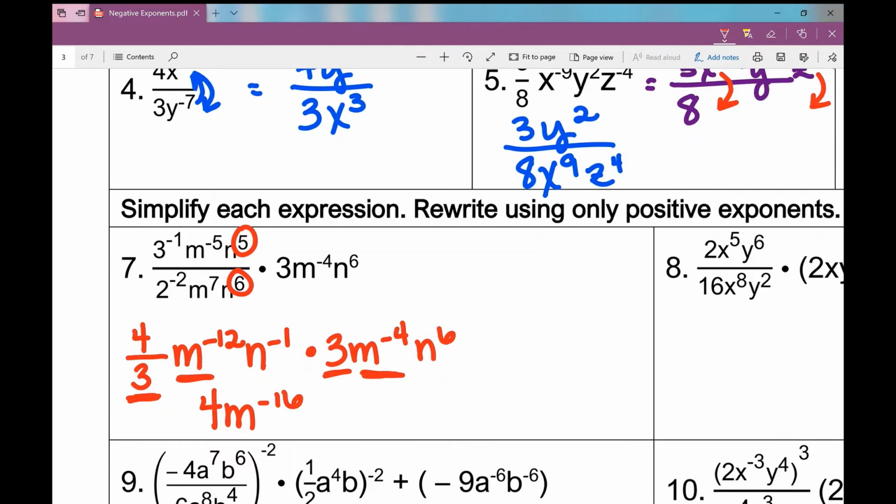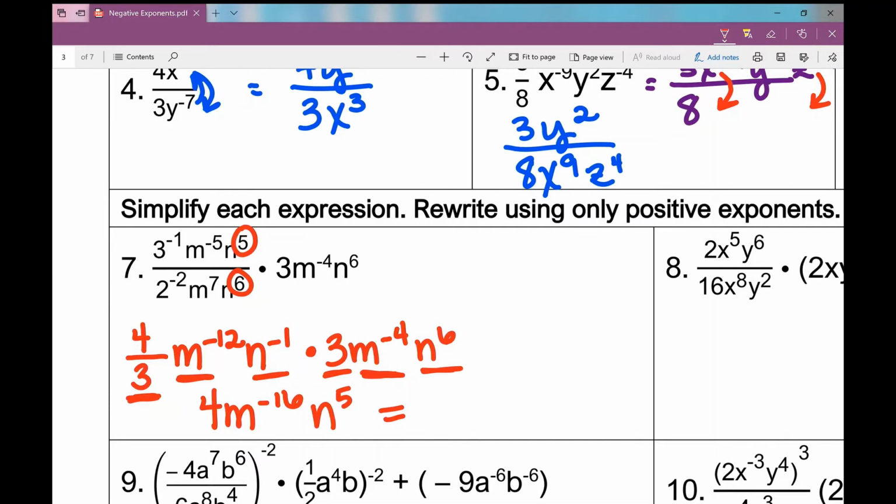There's that integer rule I'm talking about. Same signs, add and keep. Then n to the power of negative 1, n to the power of 6. When I combine those, I get n to the power of positive 5. Different sign, subtract, take the sign of the larger number, then it'll be exact.